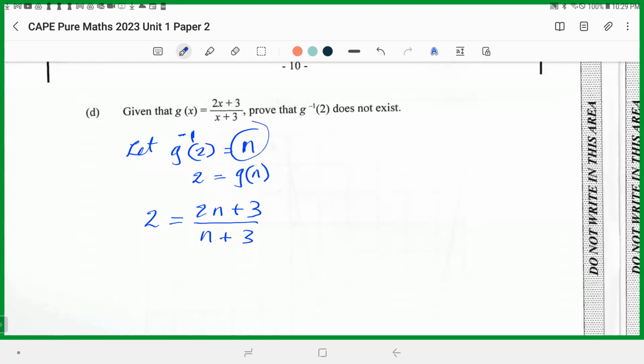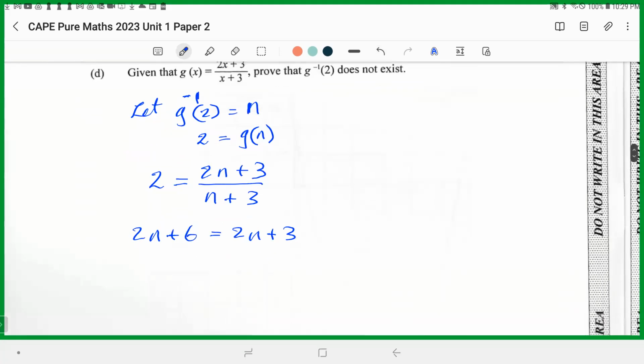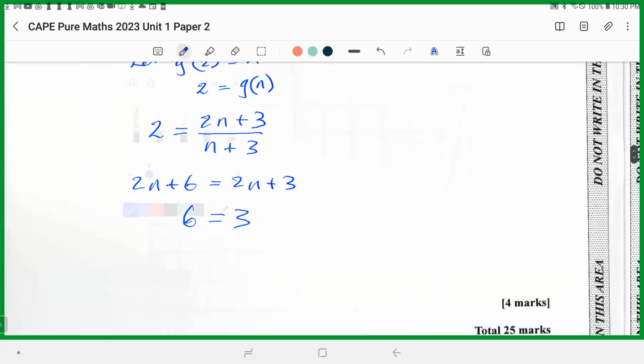Like we're trying to find if there's an n, then the n exists for g to the -1 of 2. So I'm going to multiply this across here by the 2. I'm going to get 2n plus 6 equals 2n plus 3. And voila. So what does that mean? The n is being eliminated, and you get something that is not true. 2n minus 2n, that's gone, and you're getting 6 equals 3, which is not true.